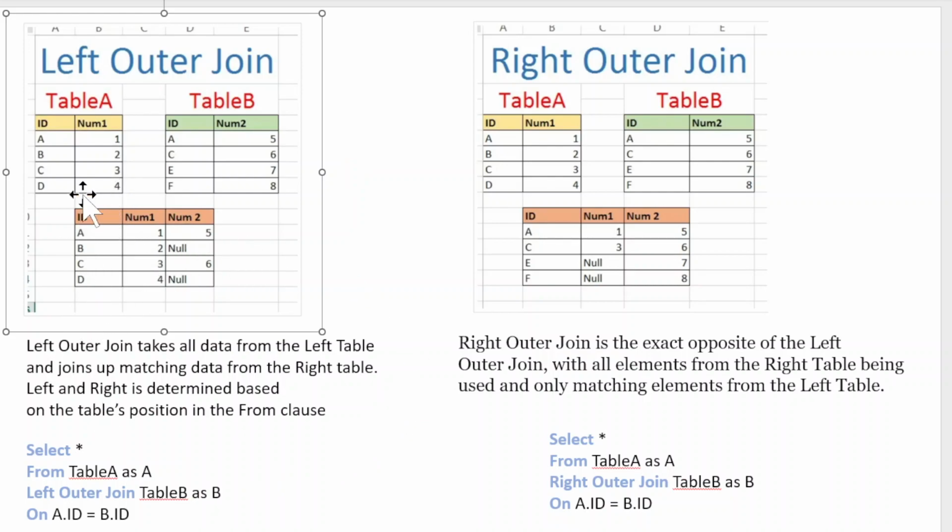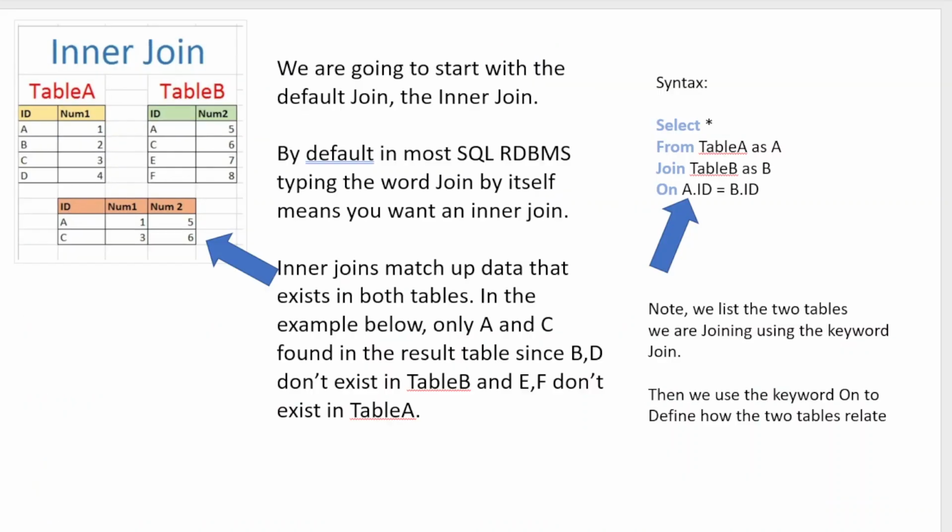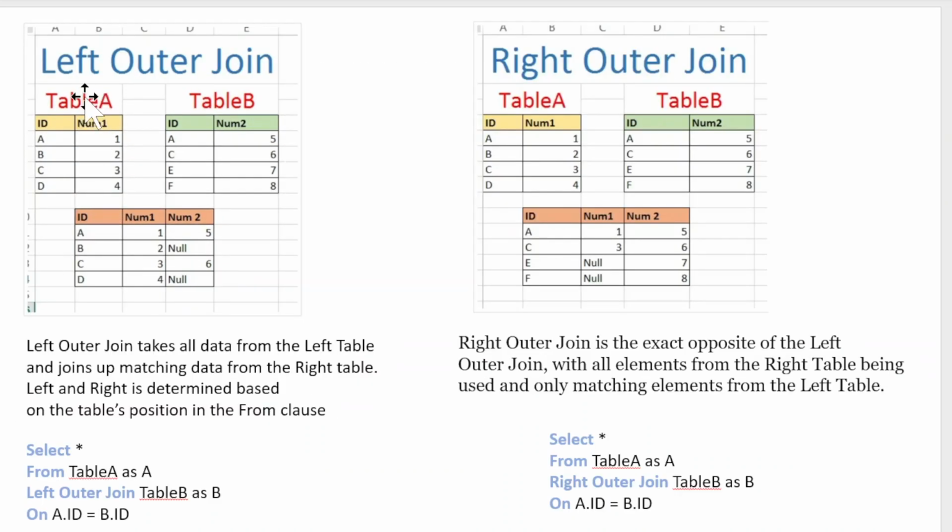I get everything from my left table. I get everything from table A. I only get things that match from table B. So you see, it's kind of like a quasi version. As we go back to the inner join, it only got things that matched in both here. With the left outer, I want everything from table A, and I only want results that match from table B. So where I don't have a B or a D in table B, I get nulls. But where I do have a match, I get the 5 and 6. But I get all my values from table A.